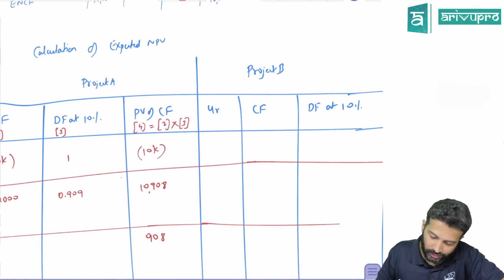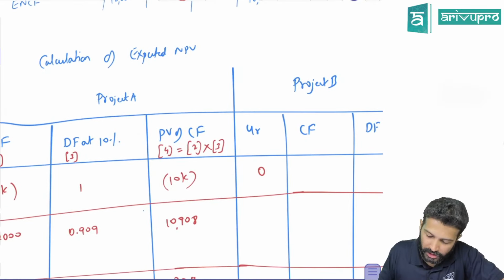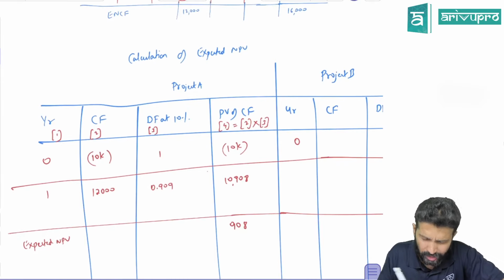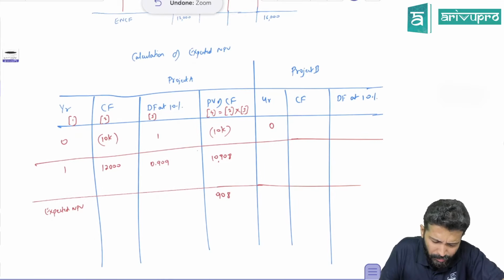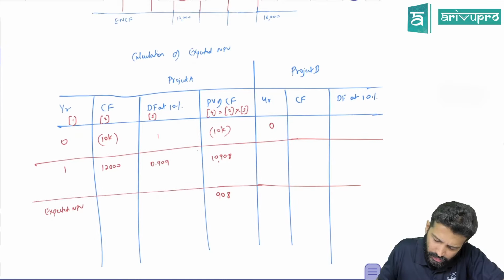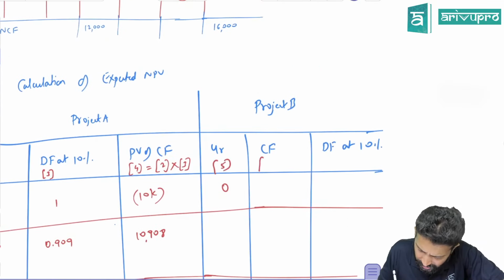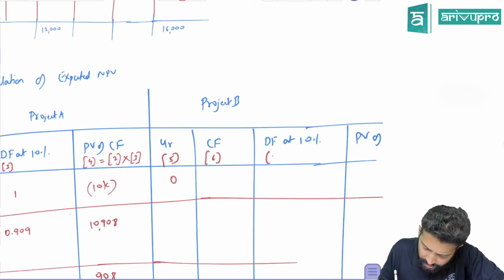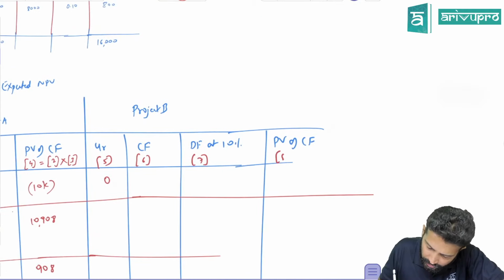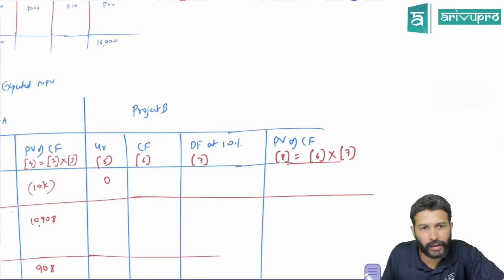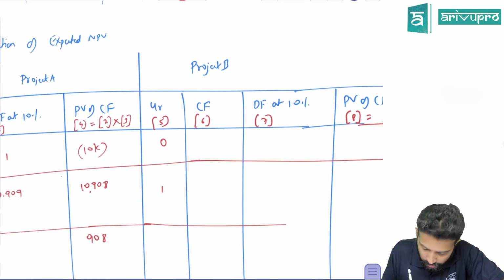What is the year zero cash flow for project B, sir? If you want, you can cut off the year column, because anyway it's the same. Or you have already written it? No problem, if you have written, we'll continue. This is 5, this is 6, and this is 7. How do you get 8 here then? Cash flow multiplied by the discount factor, 6 into 7. Year 0, 1, and that's all.